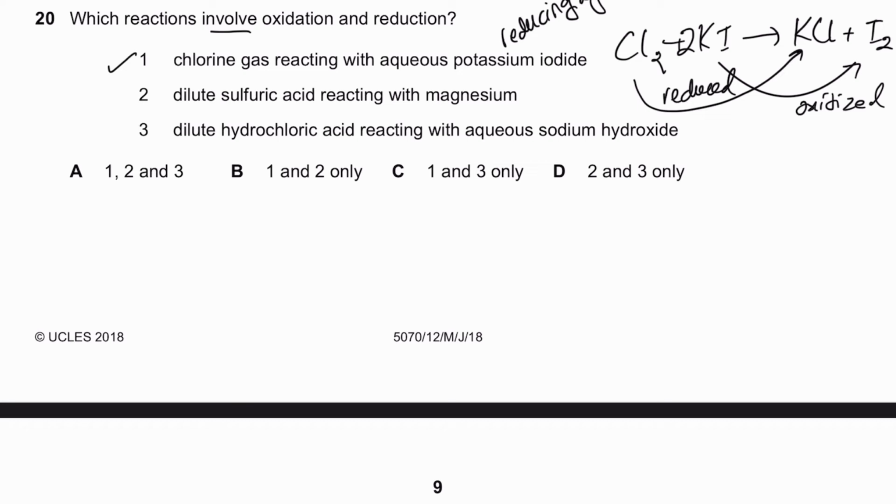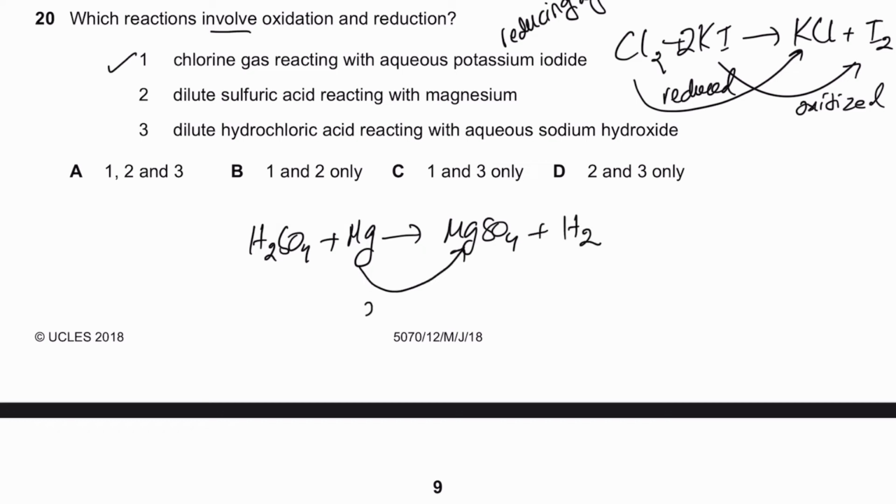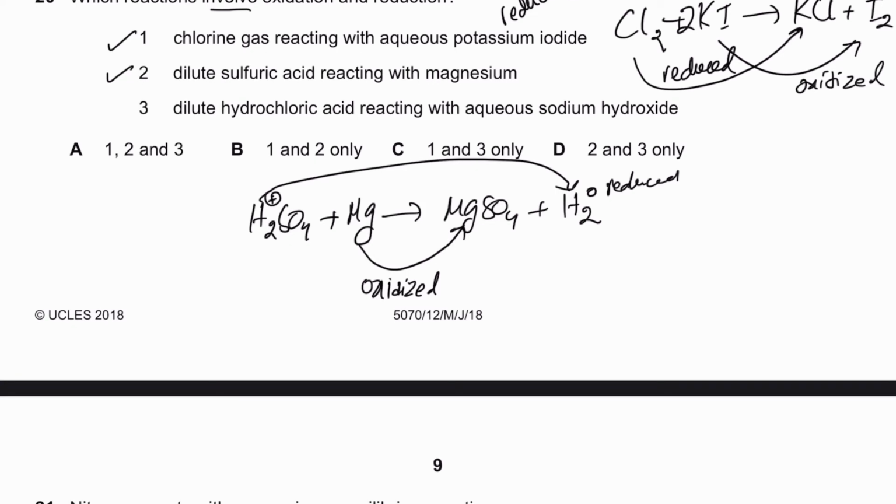Next, we have dilute sulfuric acid reacting with magnesium. So H2SO4 plus Mg is going to give me magnesium sulfate plus hydrogen gas. So over here, this is being oxidized, and this hydrogen over here is being reduced. Why is it being reduced? Because this was a positive charge, and now it has a net oxidation state of 0. Dilute hydrochloric acid reacting with aqueous sodium hydroxide.